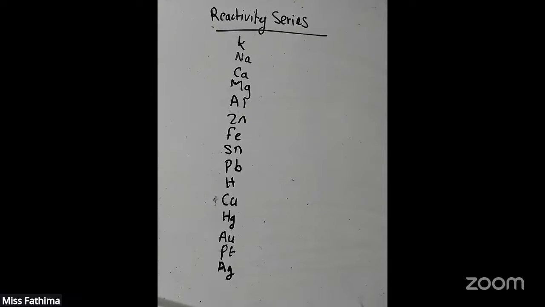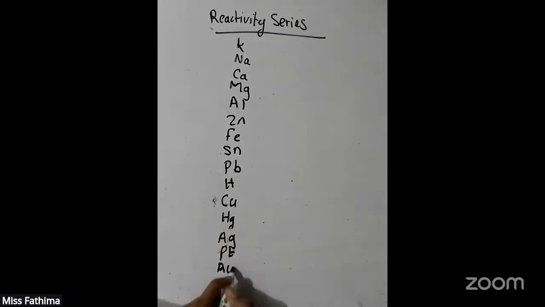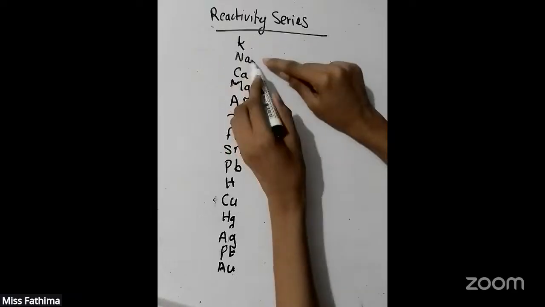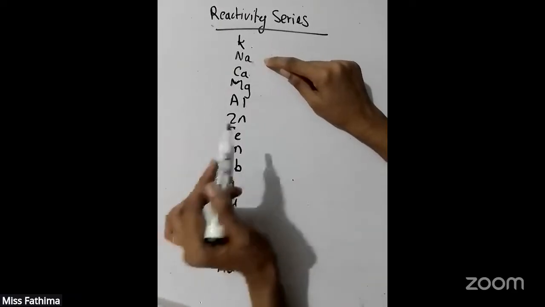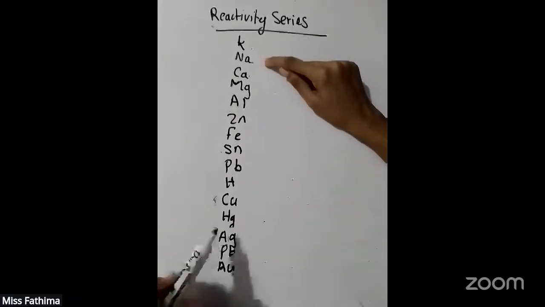This order is very important, children. Miss, gold is AU. No, gold is AG. Sorry, you asked for gold, right? I'm sorry, I made a mistake. Okay, so this is the reactivity series. You start from potassium, sodium, calcium, magnesium, aluminium, zinc, iron, tin, lead, hydrogen, copper, mercury, silver, platinum, and gold.